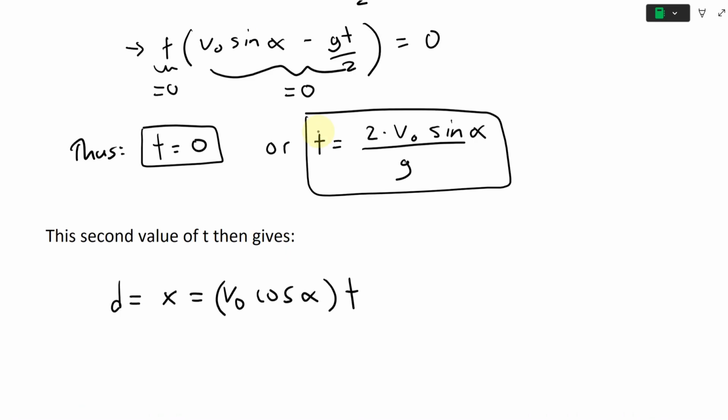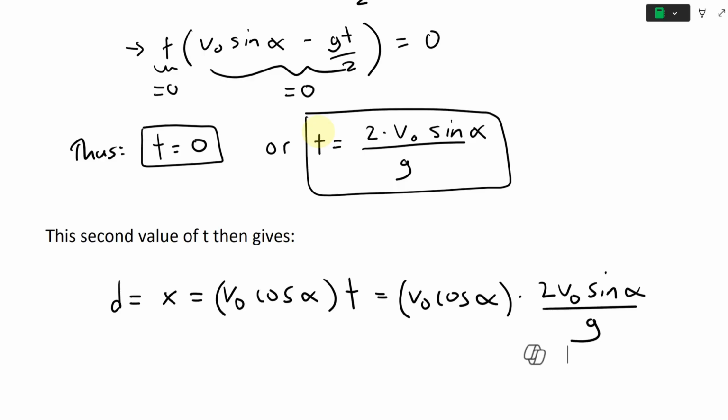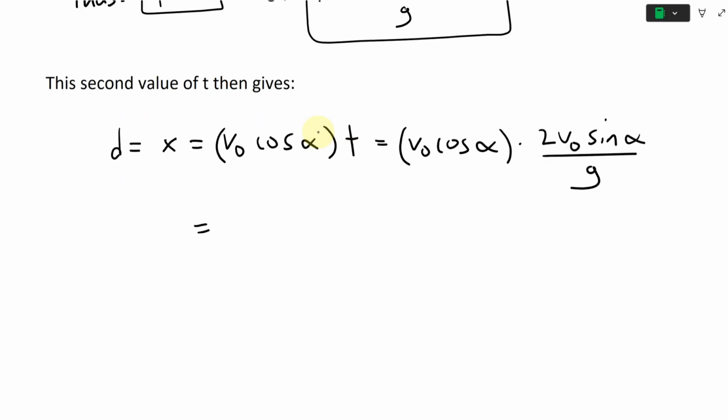What we're going to get is v naught cosine alpha, and then times, in brackets, 2 v naught sine alpha, divided by g. And then simplifying this, I'll put the v naught squared first. So v naught squared divided by g, and then we're going to have a multiplication here, times 2 sine alpha cosine alpha.